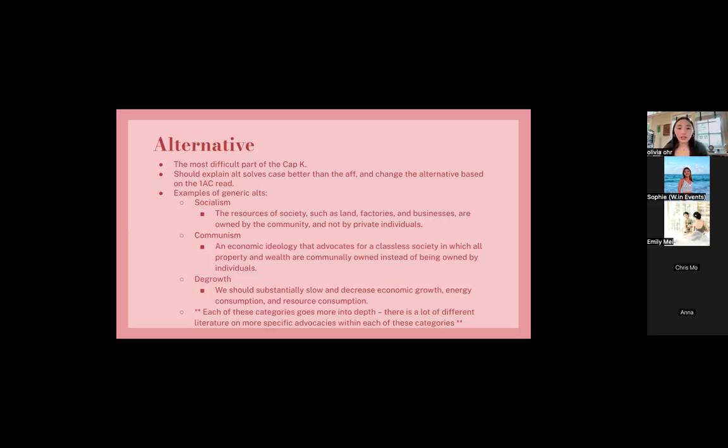So you should explain the alt solves a case better than the AF. This should be in the 2NR, and you should change the alternative based on both the link arguments that you read, the impact arguments you read, and the AF that you're debating.